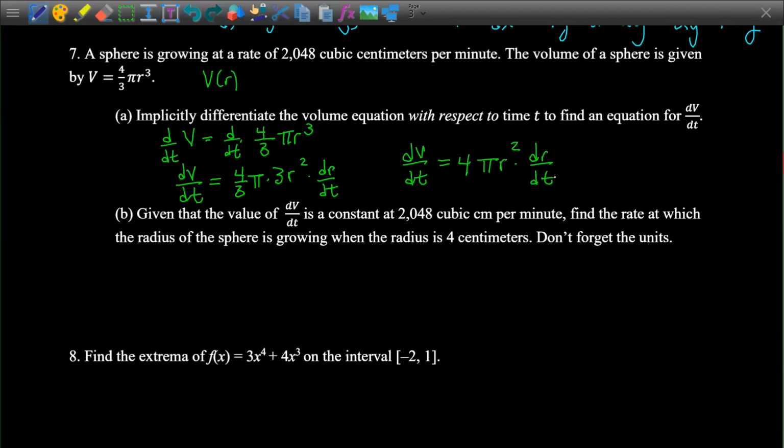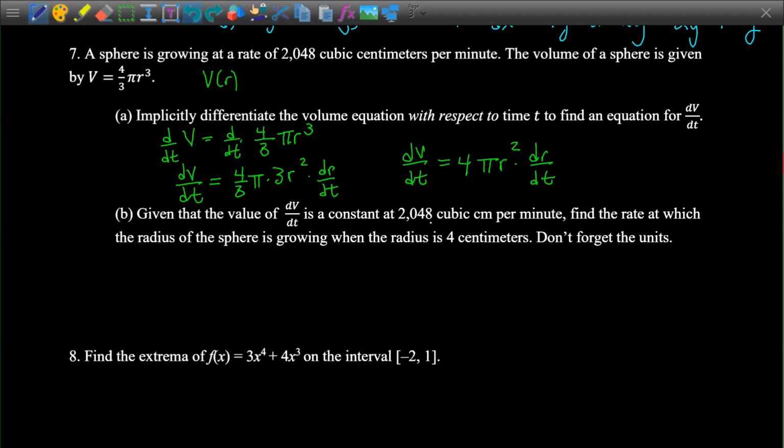So for part B, given that the value of dV/dt is a constant: it says that the sphere is growing at a rate of 2,048 cubic centimeters per minute. And that's just a constant, no matter which minute we're in. This is telling us that the sphere is growing at that same constant rate. So the value of dV/dt, the rate at which the volume is growing with respect to time, is 2048, and that is a constant.